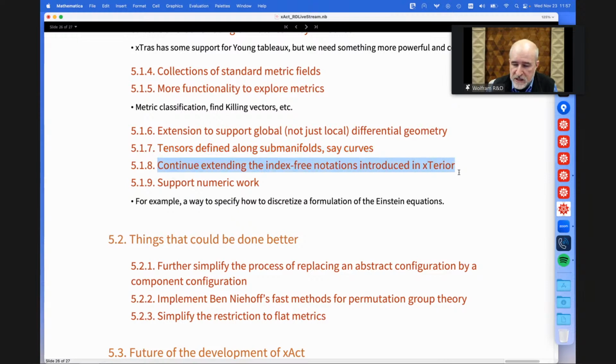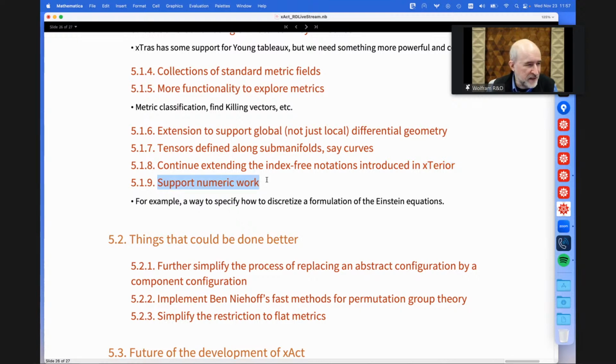Yeah, this we mentioned before. xAct is nearly always an index manipulator, but it would be good to handle index-free notation, as xExterior has started doing for differential forms. Support numerical work.